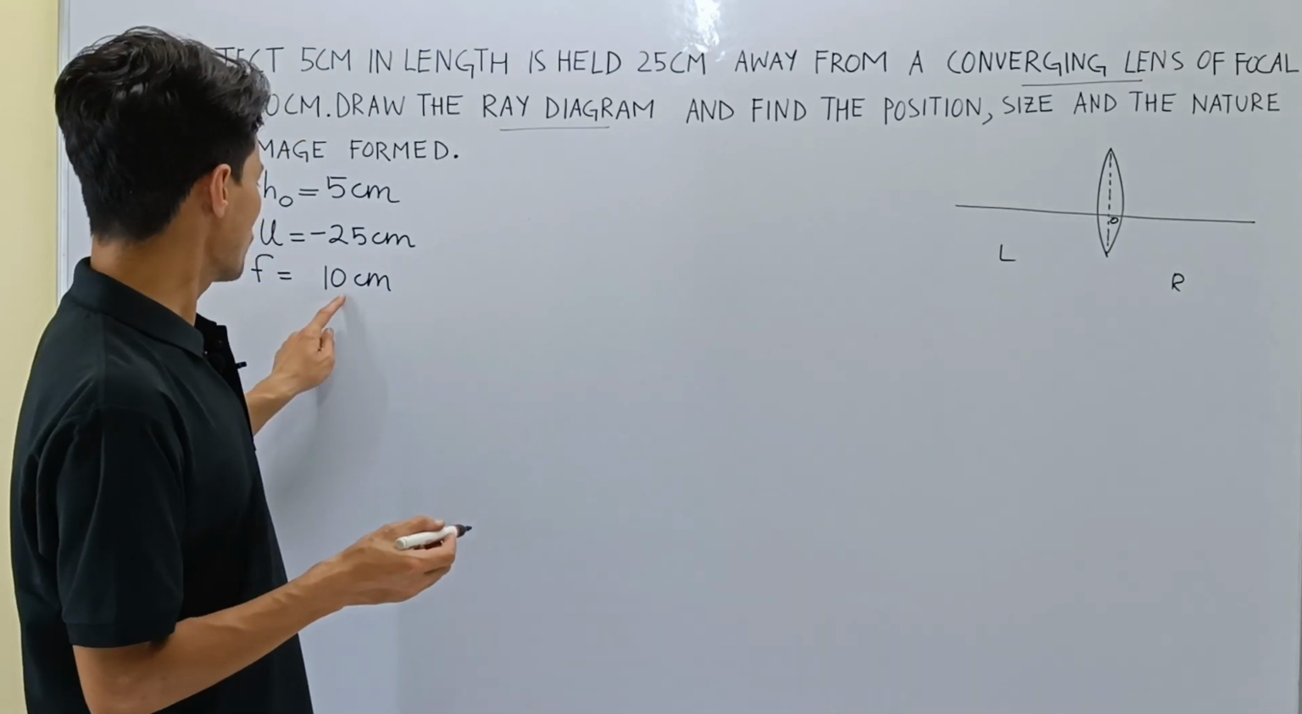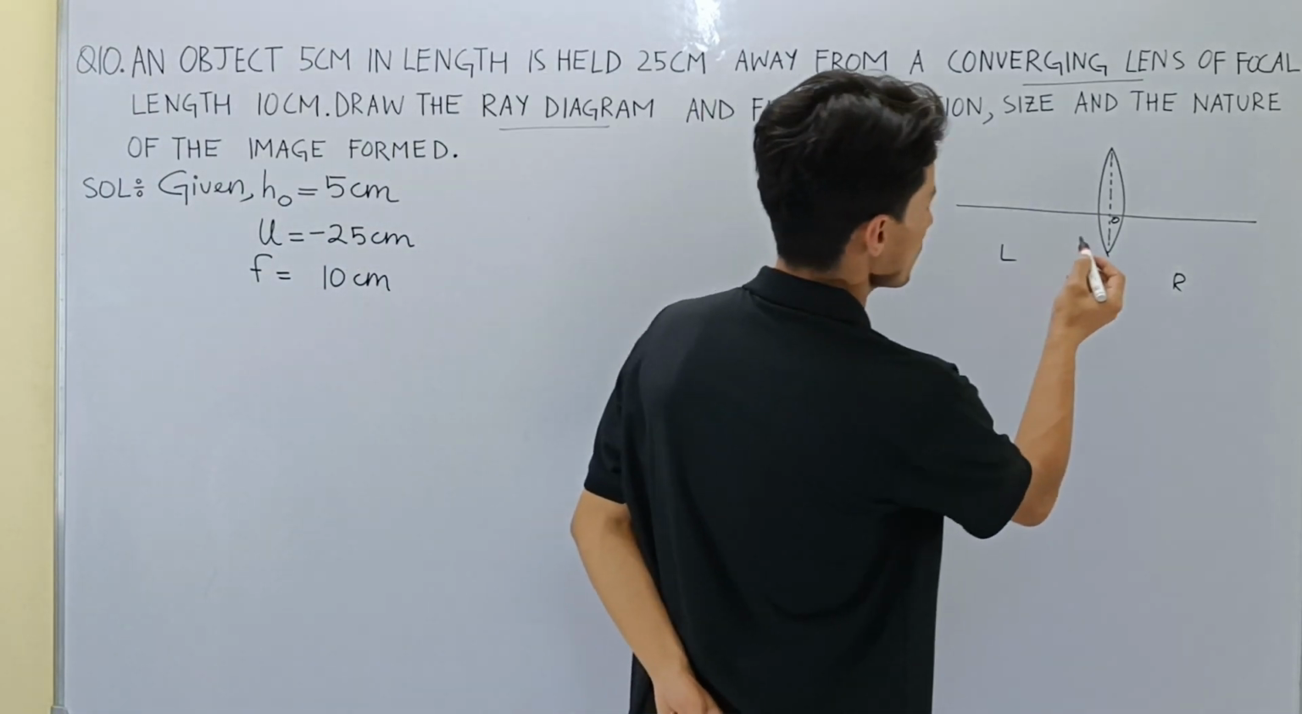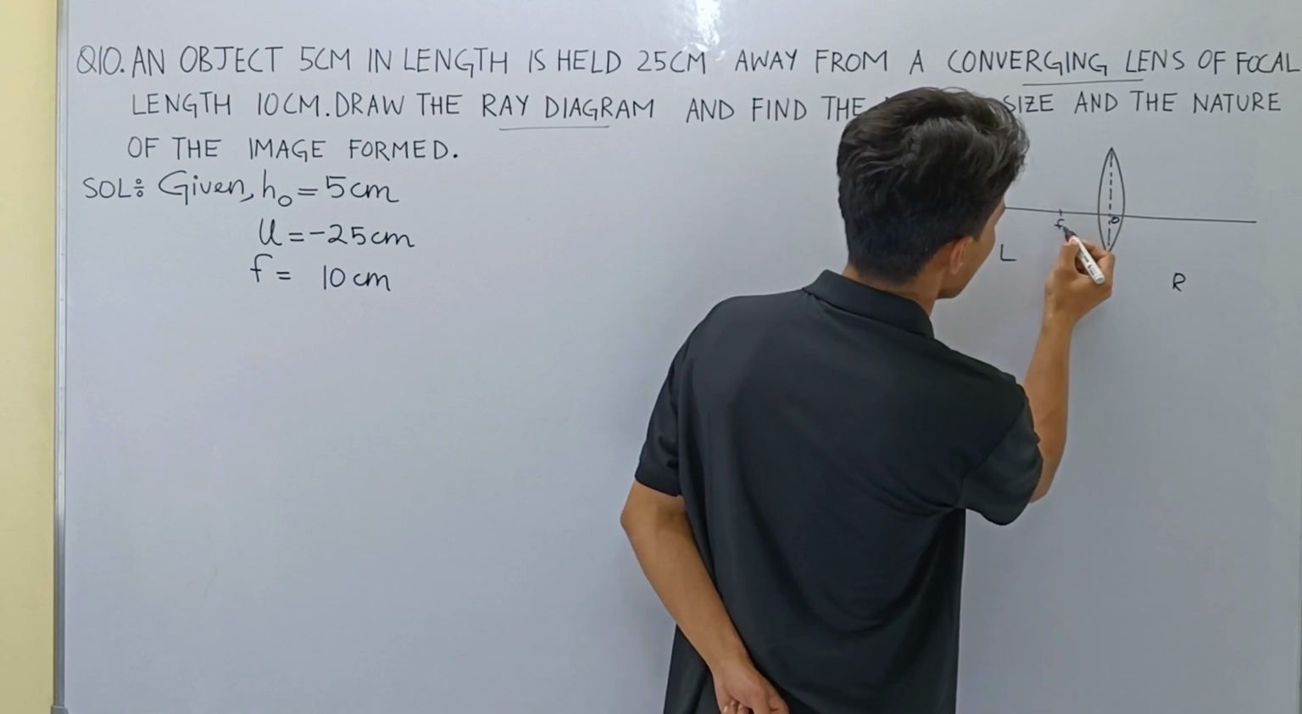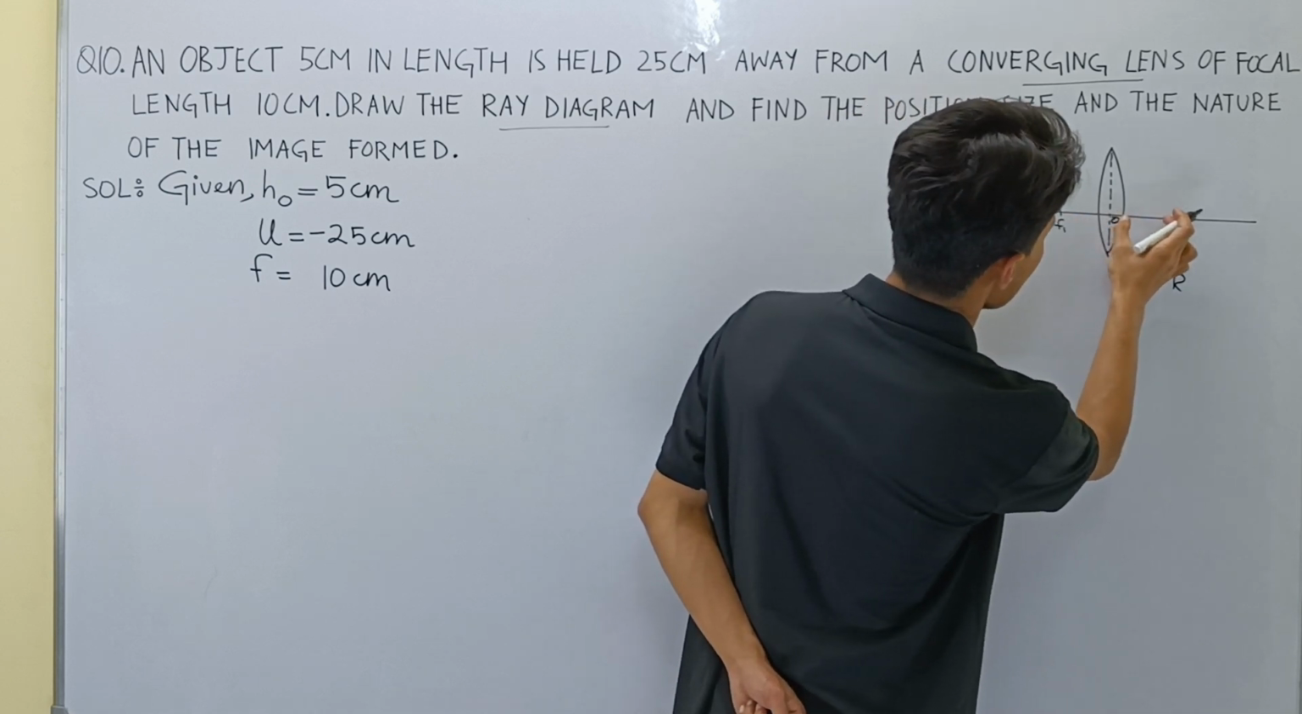Since focus is given to us, let us mark the focus. Let me take this distance to be the focus. So let me say this is F1. Mark this side also, another focus.